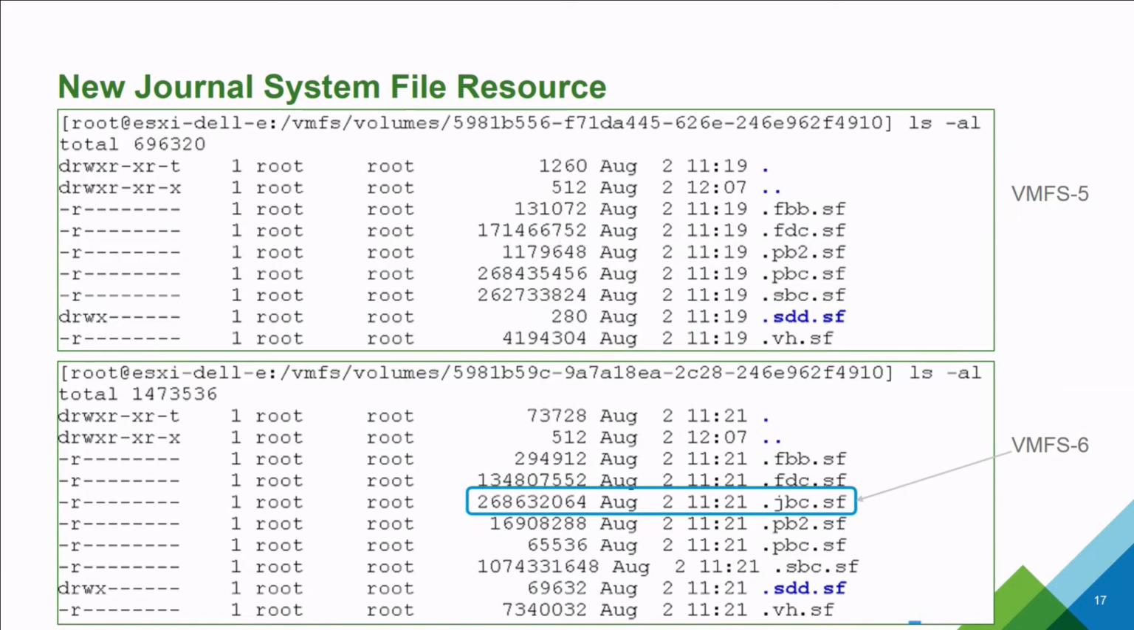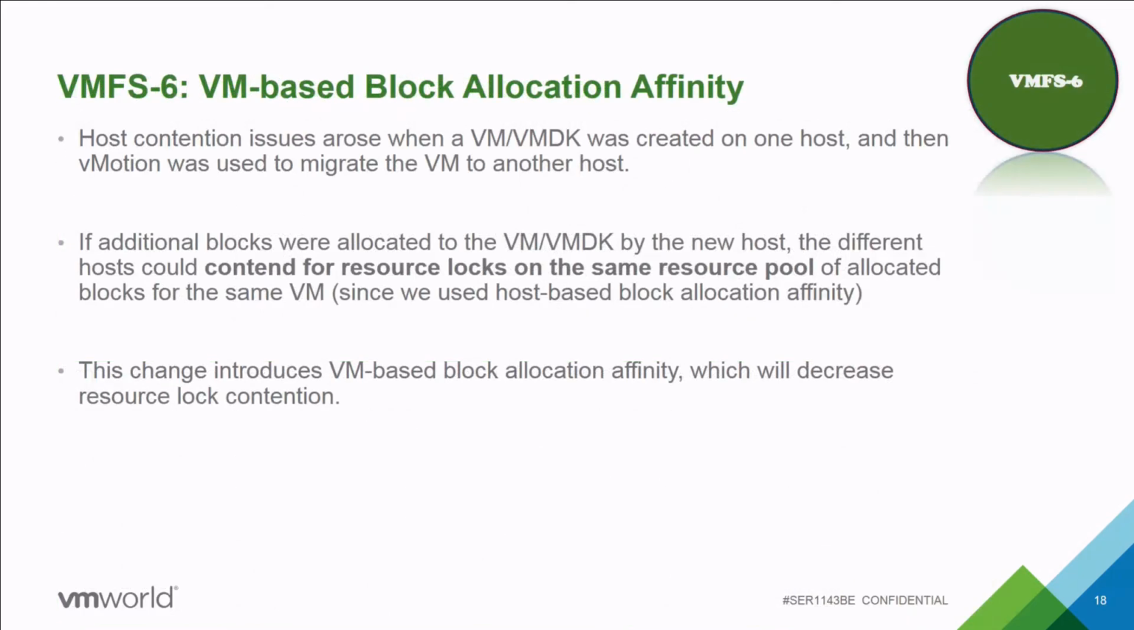And just to show that I'm not telling you lies, I captured the output there. The top one is your VMFS 6. You can see there's no journal resource file, but the top one is VMFS 5, there's no journal. The bottom one here shows you the new journal resource. Cool. So this one is quite interesting.